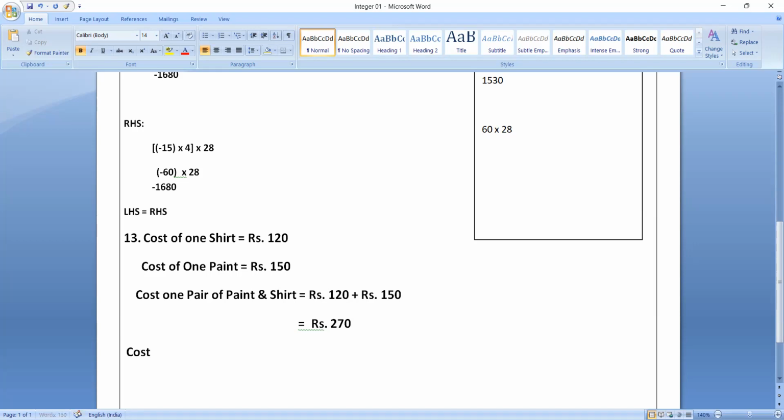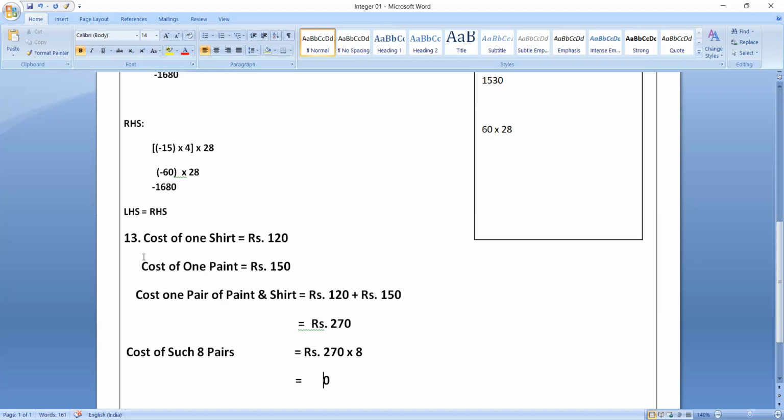Then the cost of such eight pairs, what we have to do? It's very simple mathematics. We have to multiply this rupees 270 into 8. Now let's manually multiply all the things so that the chances of error will reduce. So 0 multiplied by 8 is 0.